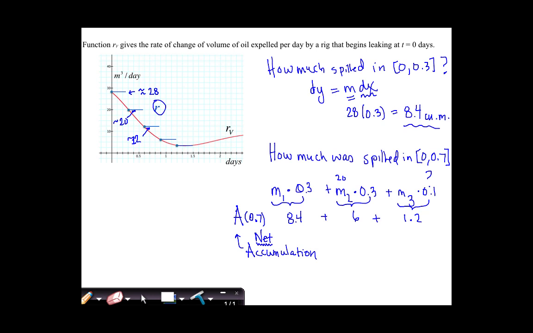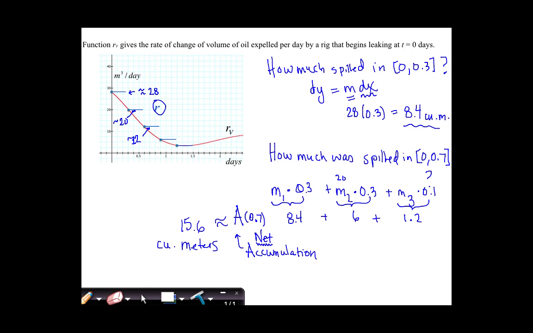Maybe the oil was spilling beforehand, but we just didn't have a function to model its rate earlier. But during these 0.7 days, the net accumulation, the total amount accumulated based on our estimate, is about 15.6: 8.4, 6, and 1.2. And that's cubic meters of oil spilled. So this is just doing a numerical problem, pretending we know what those values are.